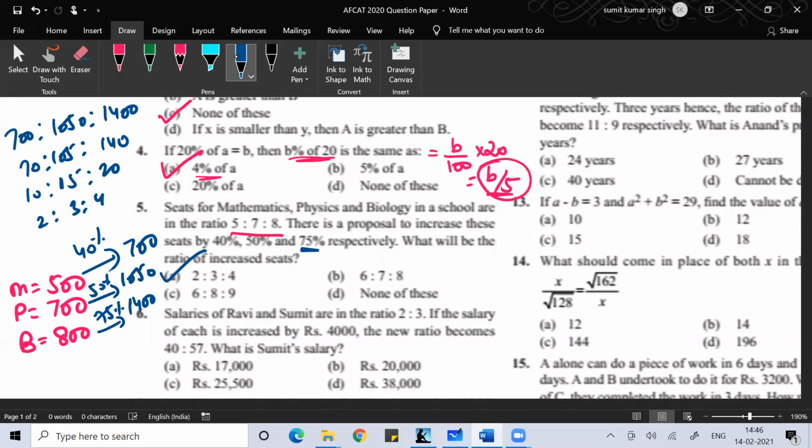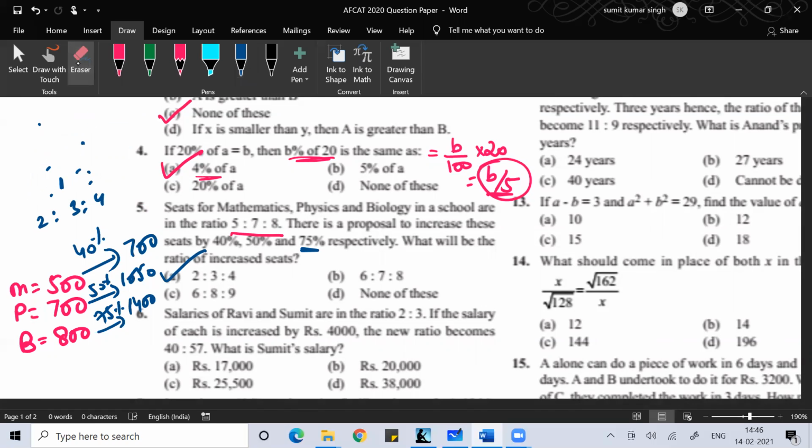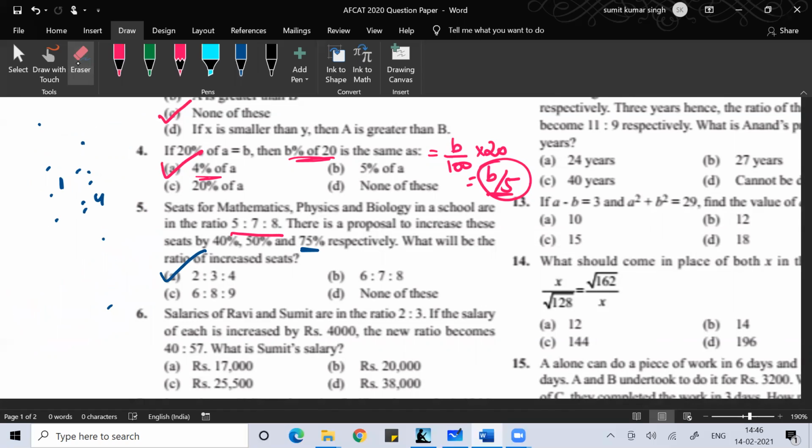What is the ratio of increasing? The answer is 2 is to 3 is to 4. Okay. Hope you understood this. Easy problem.